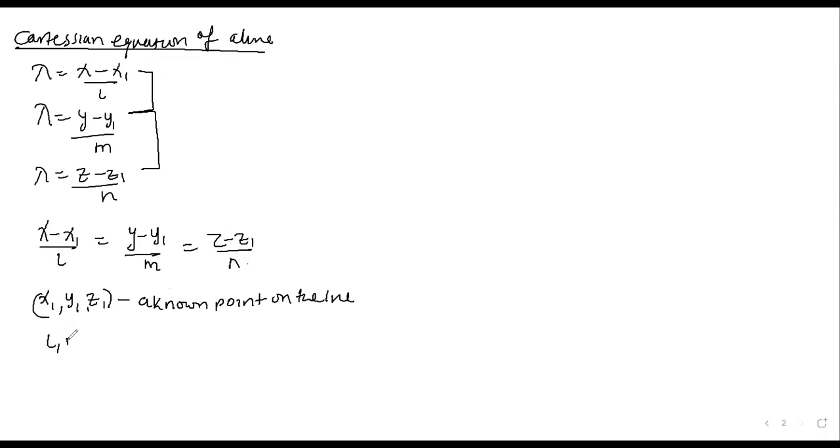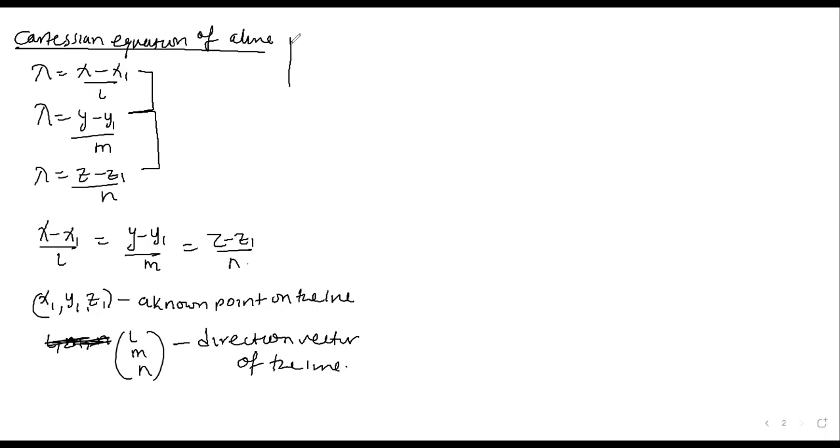Then l, m, n is not supposed to be written like this. It is always only written either in ijk or in column form. This is a direction vector of the line. You said you have a question bank? You will find there questions asking you to identify the direction vector of the line, and so much and so forth. So those are the basic definitions of a line.